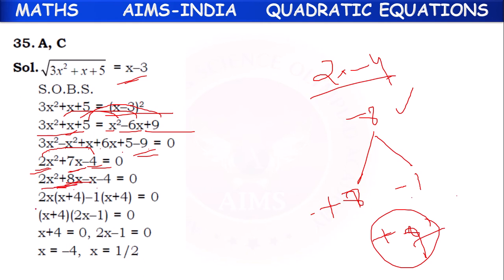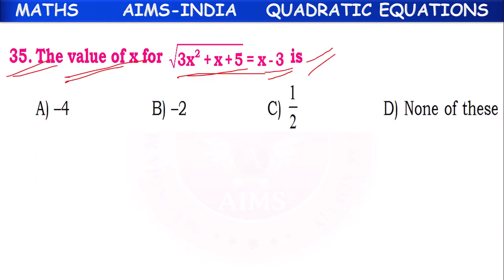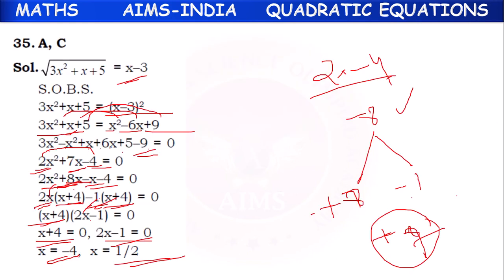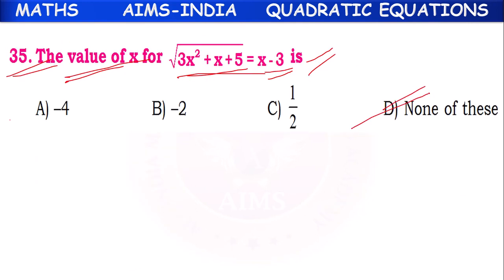From the first 2x we can take common, x plus 4 will come. From the next two, minus 1 we can take common, x plus 4 will come. Again x plus 4 we can take common. Here 2x will remain, here minus 1 will remain. X plus 4 equal to 0, x equal to minus 4. 2x minus 1 equal to 0, x equal to 1 by 2. So, x is equal to minus 4, 1 by 2. So, both are correct answers, A and C. But it's a single correct answer. So, option D, none of these, is the correct answer.